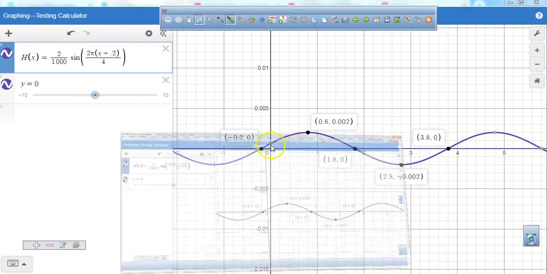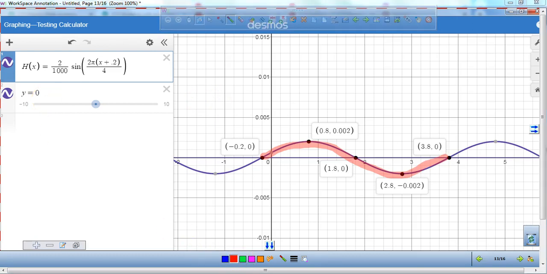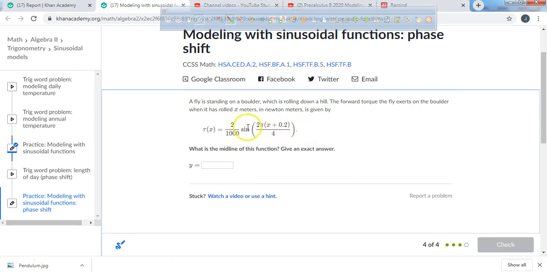So when you guys are looking at this graph, I want you to kind of see it this way. It goes up and down and back up. So its midline is right there at 0. So it makes it very easy when you're doing the Khan Academy, like, hey, there's nothing being added or subtracted at the very end. So what is the midline? Just y equals 0, and you're done.